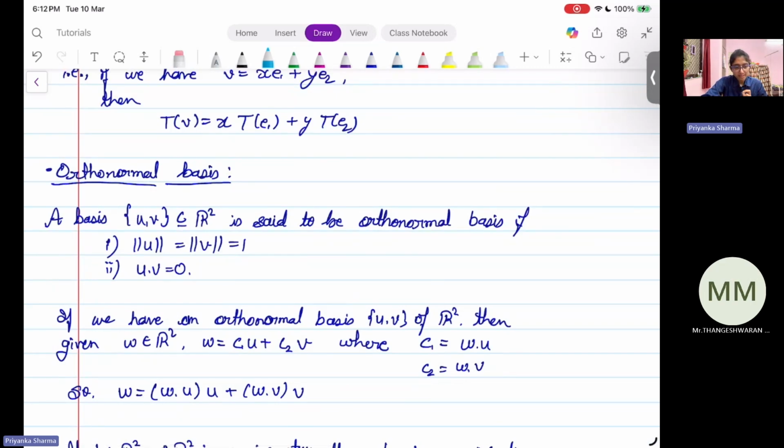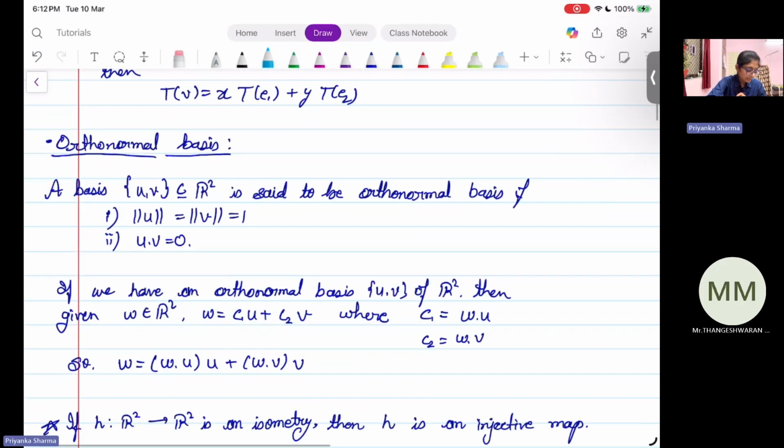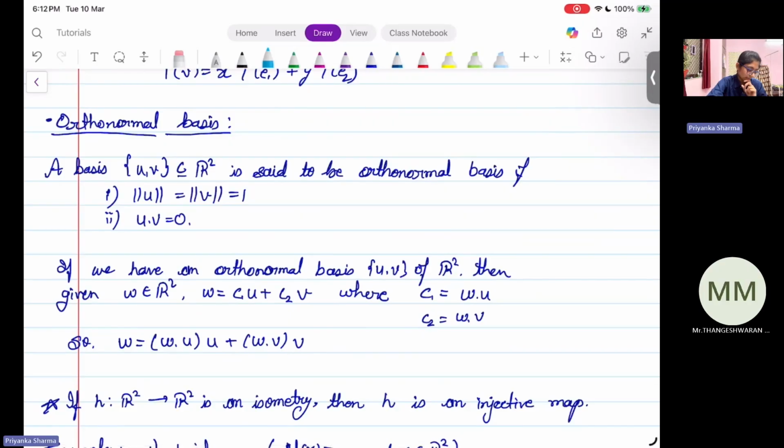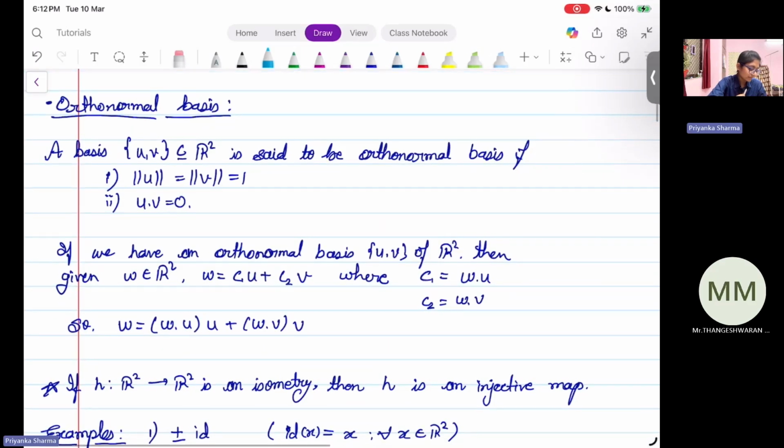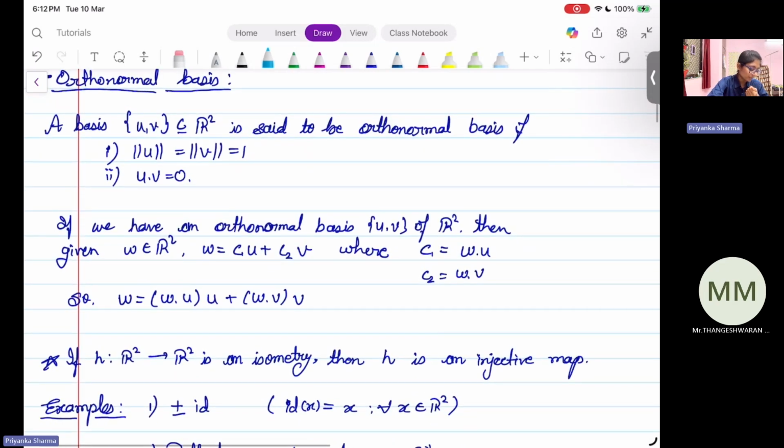Now, what is an orthonormal basis? First we need a basis, say U comma V, a basis in R square. This will be said to be an orthonormal basis if the norm of every basis element is 1, that is, the norm of U and the norm of V are 1, and the inner product of U and V is 0. So in this case, we say that the pair U and V forms an orthonormal basis for R square.